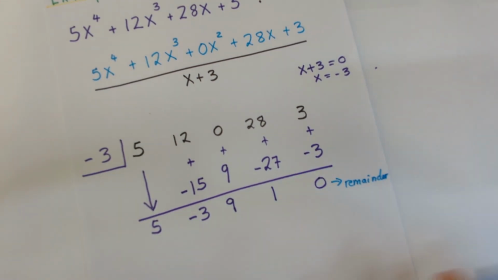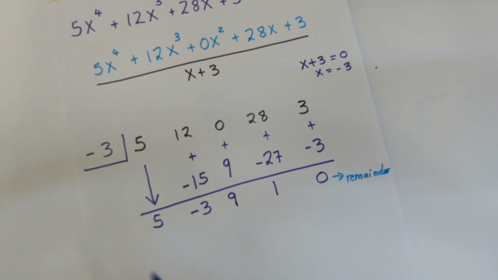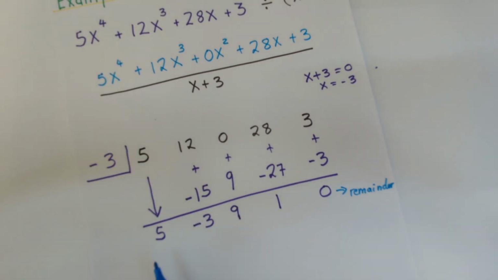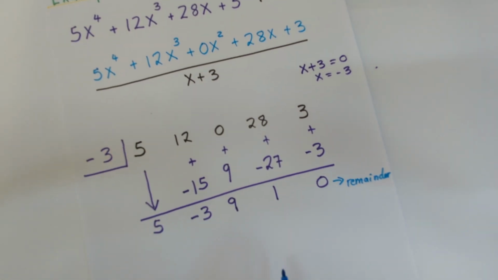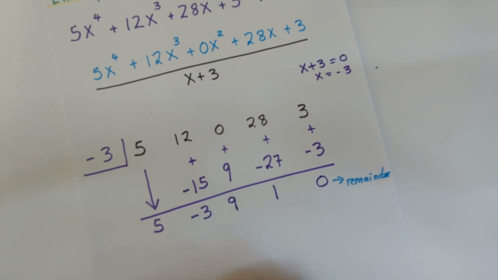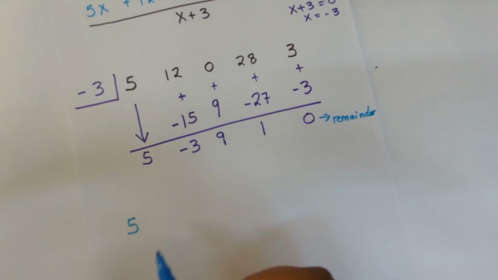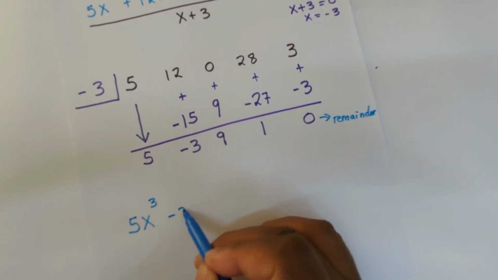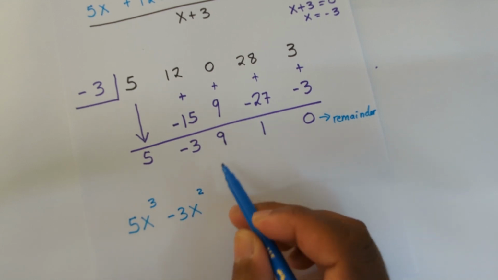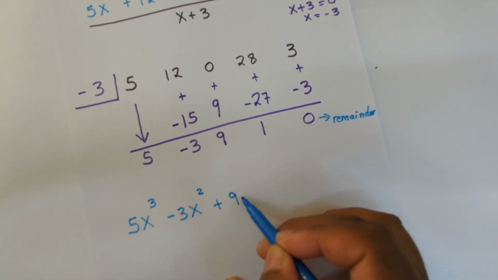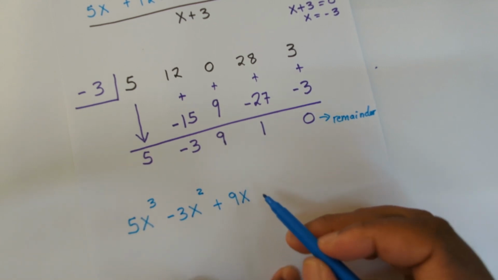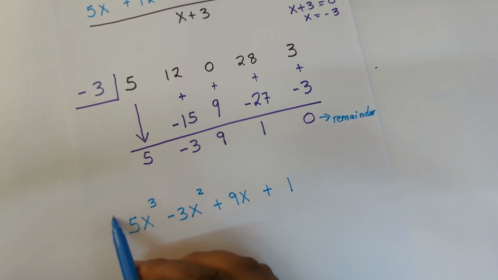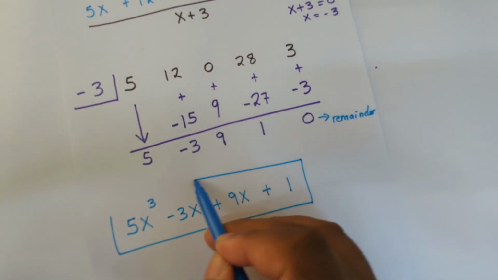And now let's write our answer. If you check in our original question, the degree was 4. So our answer is going to have a degree of 3. So it's going to be 5x to the power 3, negative 3x to the power of 2, plus 9x to the power of 1, which is just 9x, and then plus our constant of 1. So this is our answer.